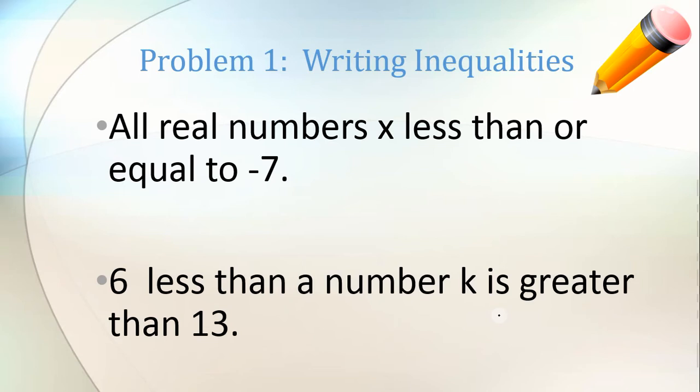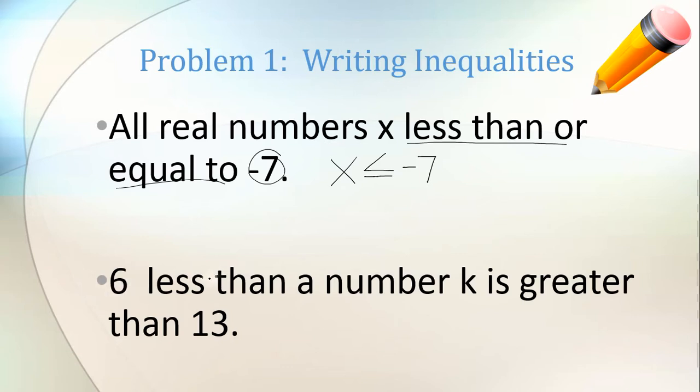So this first problem, they give you an English statement and we need to transfer this to math essentially. So they say all real numbers x less than or equal to -7. So all real numbers x, so I know that x, and then they say less than or equal to. So if I look under my little list, I remember that that is an arrow pointing to the left with a line underneath. And then they say -7. So x is less than or equal to -7. So that one is actually done. All I need to do is write it.